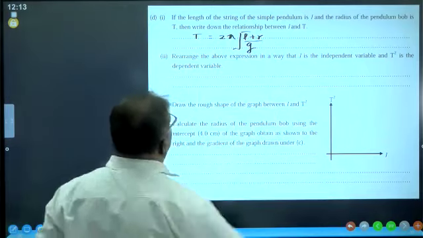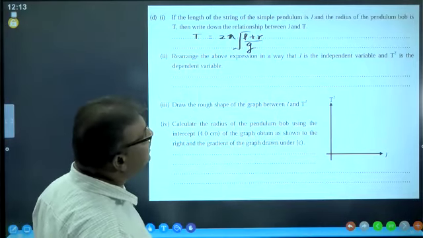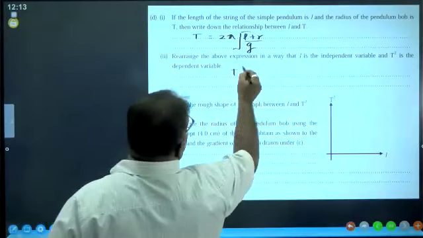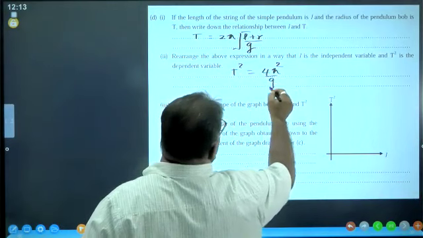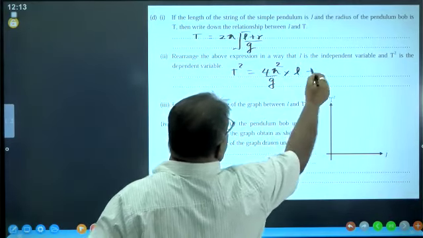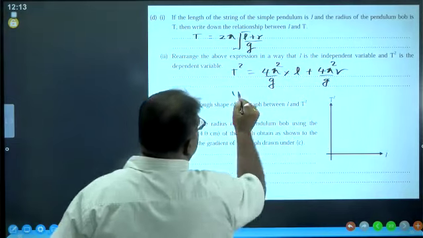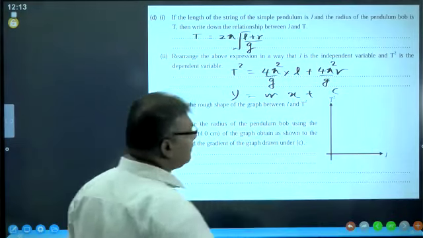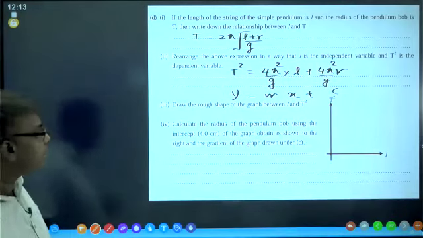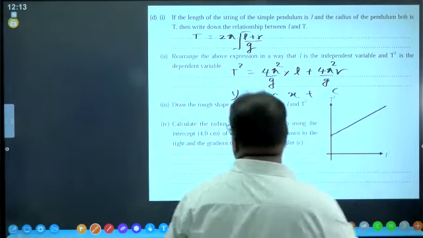divided by g. Rearrange the above expression in terms of L, with T squared as the subject. T squared equals 4 pi squared over g times L plus 4 pi squared over g times r, such as y equals mx plus c. This was the focus in the 2006 A-level paper. Mark it. Draw the shape of the graph right here.